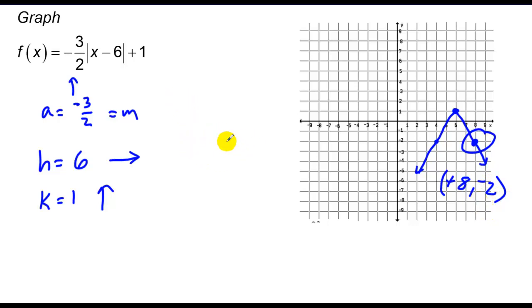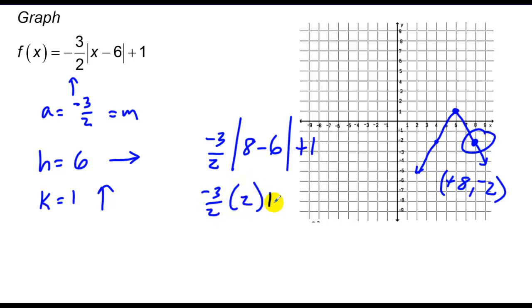So if I take -3/2 times the absolute value of 8 minus 6, plus 1. In this case, I get a 2, so that's -3/2 times 2 plus 1, which is -3 plus 1, which is -2. And sure enough, that point checks. So without plugging any points in, I was now able to graph this absolute value function.